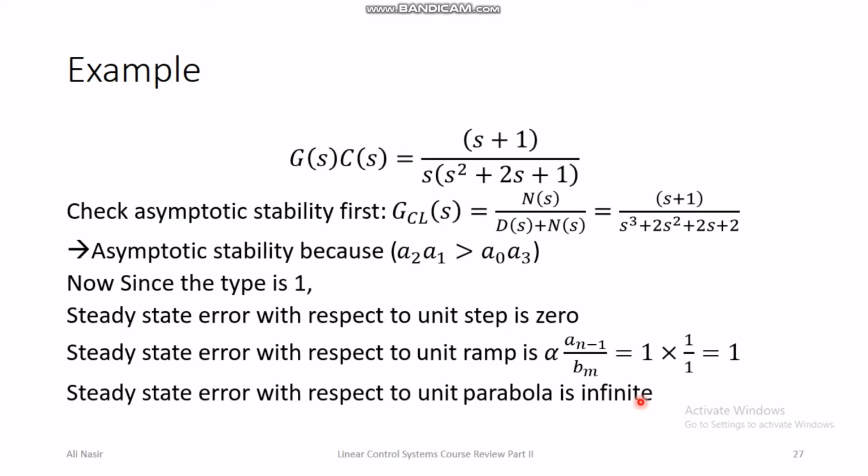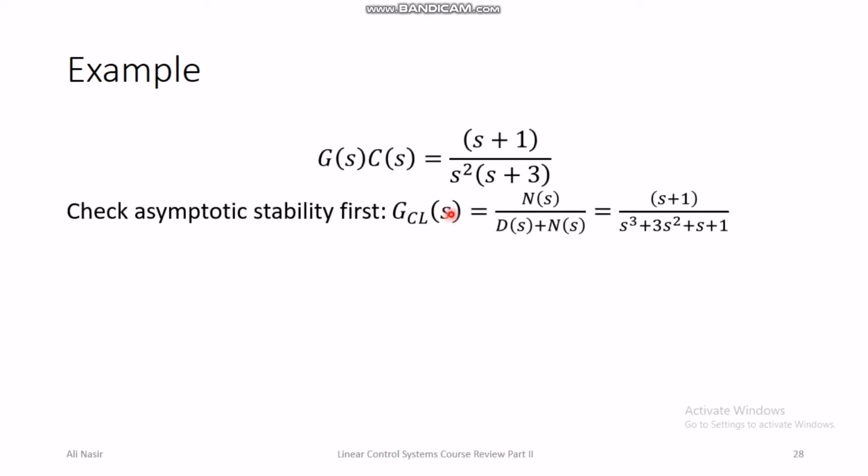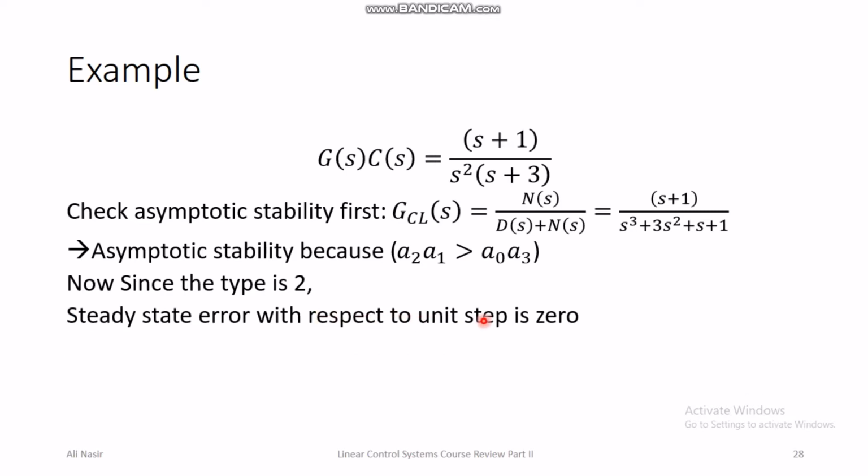So similarly, we can look at another example where this is a system of type 2, and we calculate the numerator over denominator plus numerator. This is the closed loop transfer function. You can see that 3 into 1 is greater than 1 into 1. So this system is asymptotically stable. And now since this system is type 2, the steady state error with respect to unit step is 0.